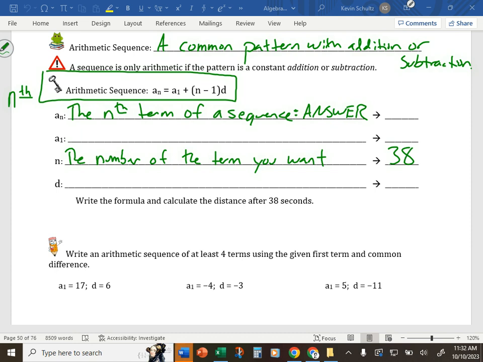We knew that the first term was 16, the second was 48, the third was 80, the fourth was 112. We calculated the fifth to be 144. Ultimately, we wanted to know what the 38th term was. Okay, that was our n here.